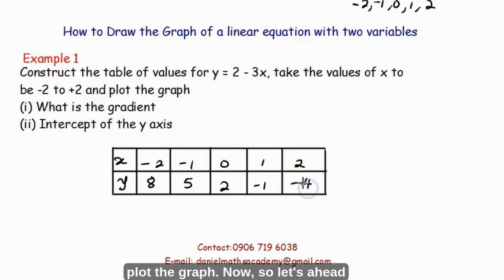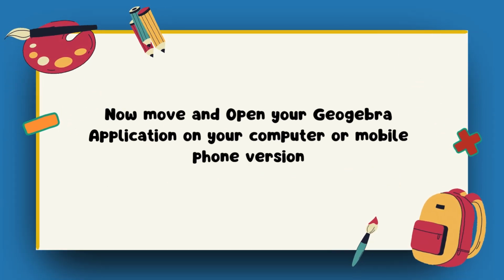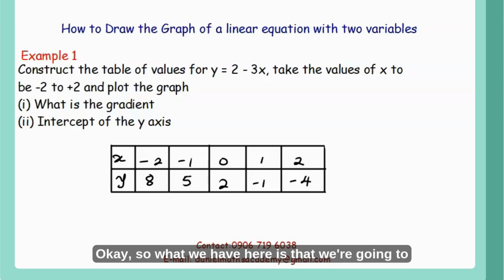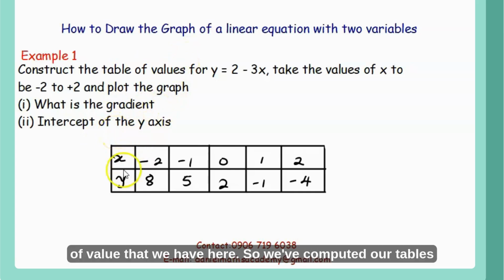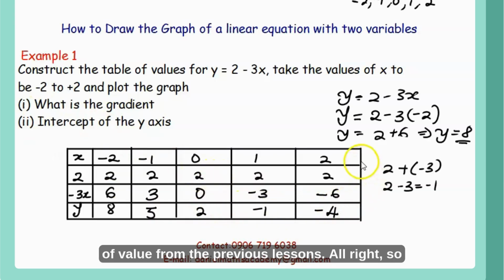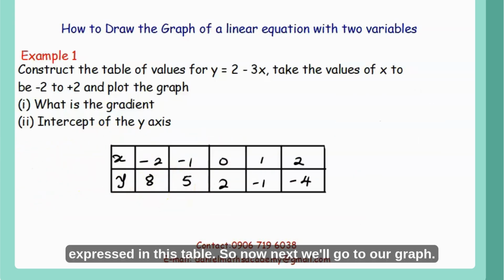Now let's go ahead and plot this graph in GeoGebra. I'm going to be using GeoGebra to show you how to plot the graph. So what we'll have here is that we're going from our tables of value, which we computed in the previous lessons, to graphing them. We've seen how we generated the table, and now we have a summary of the values of x and y all expressed in this table. Next we'll go to our graph.